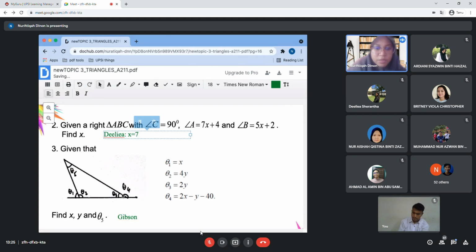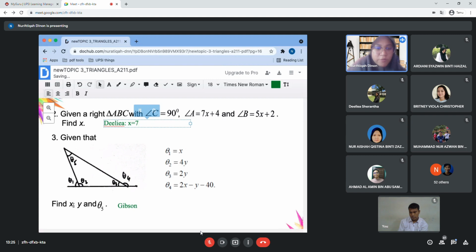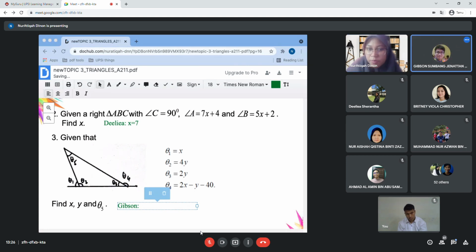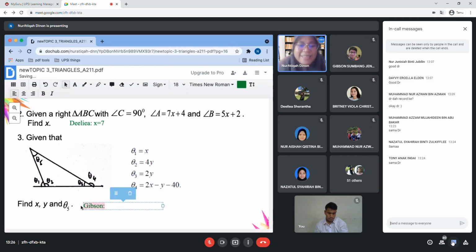Number 3. Okay, we are given this diagram. Need to find the value of x, y, and theta 5. Okay, Gibson, can you help me with the answer? Sorry, Doctor, I haven't counted yet. Pardon? I haven't counted yet. Oh, okay, it's okay. Can you say anyone? Your friend's name? I think I'm gonna suggest Nazatu, Doctor. Nazatu? Okay. For X?